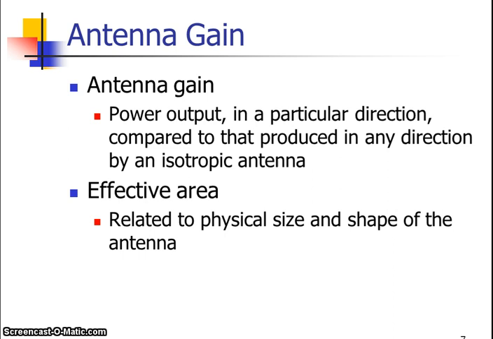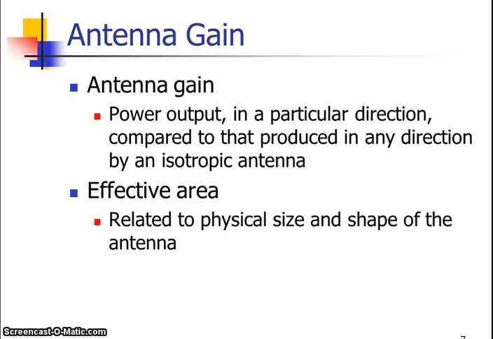Effective gain, as we have already discussed, is the power input in a particular direction compared to that produced in any direction by an isotropic antenna. The effective area is related to the physical size and shape of the antenna. Effective area is the area available for transmission or reception of a signal.